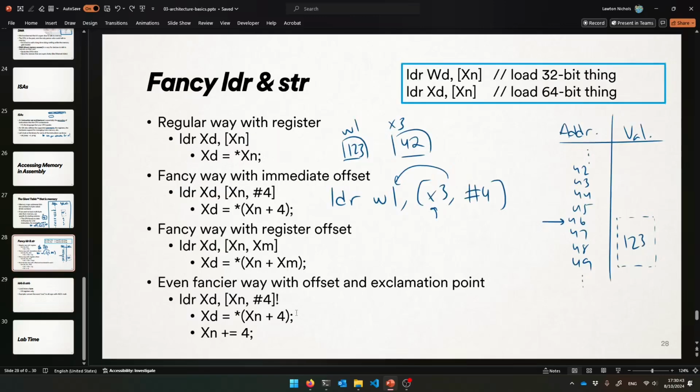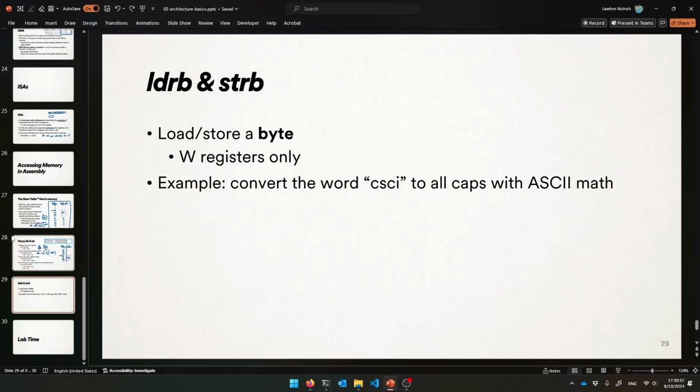How would you do this otherwise? You'd have to do a load without the exclamation point and then do an add, right? Add into xn, 4. So it's saving you a clock cycle. The program's twice as fast if you're just running that thing. All right, so that's that.